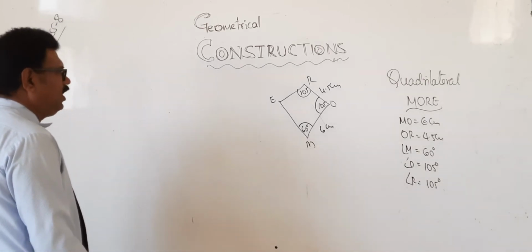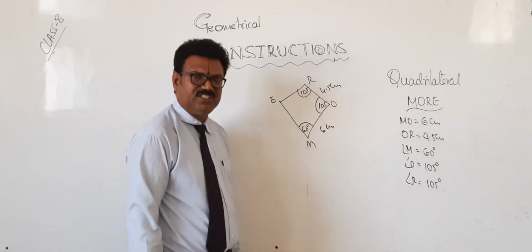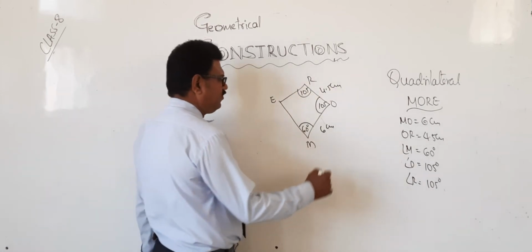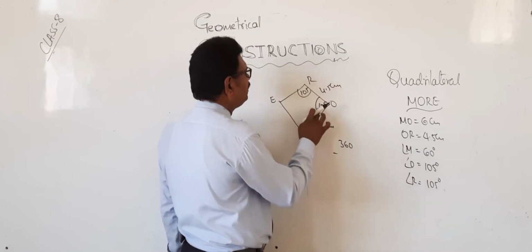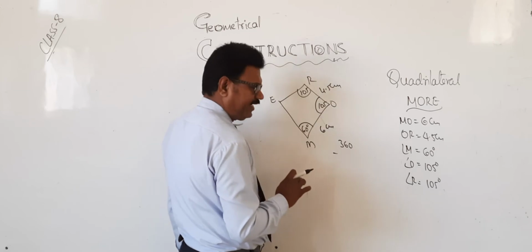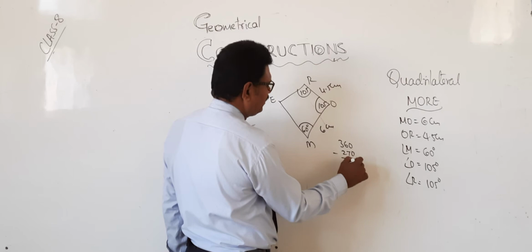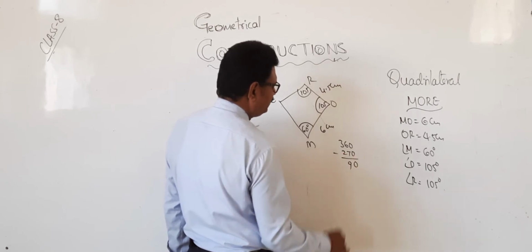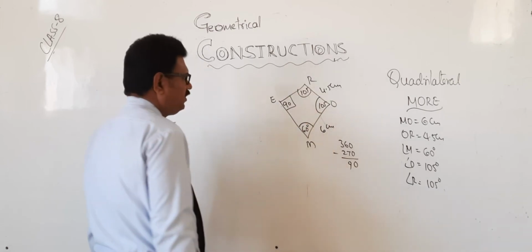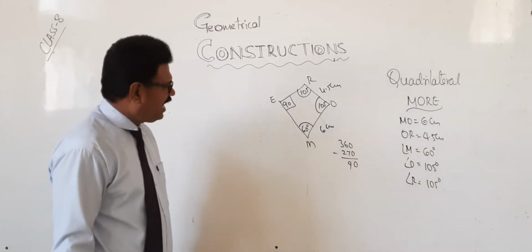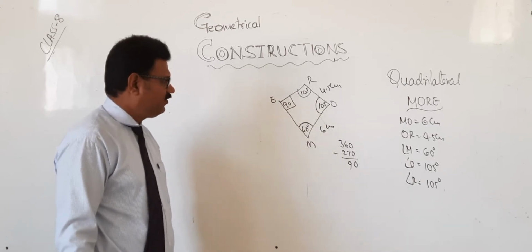Now this angle we don't know, but we can find it because the sum of the angles in a quadrilateral is 360. Therefore, 360 minus 60 plus 105 plus 105, that is 270, so the angle is 90. Now we have 4 angles and 2 sides, so we can draw it very easily. Shall we draw?